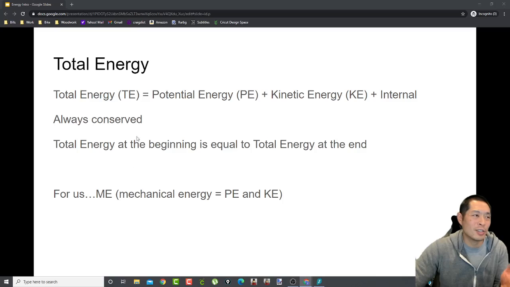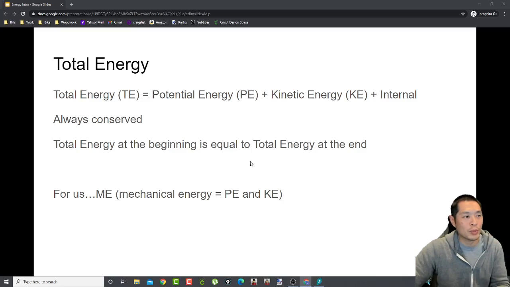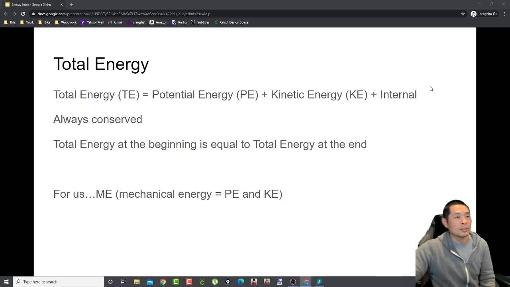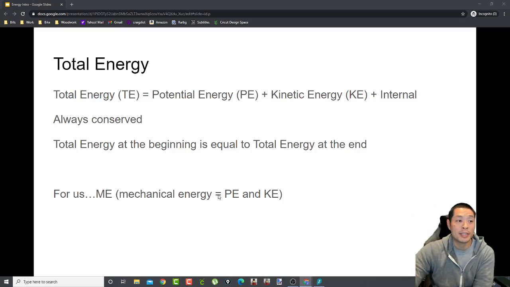So it is conserved, but total energy is not conserved as in the physics world, because we can only measure mechanical and we're not measuring the internal itself. So let's say the best example is a bouncy ball. You drop it, it has potential, it has kinetic, but it doesn't bounce back to its original position because of the energy lost in internal.